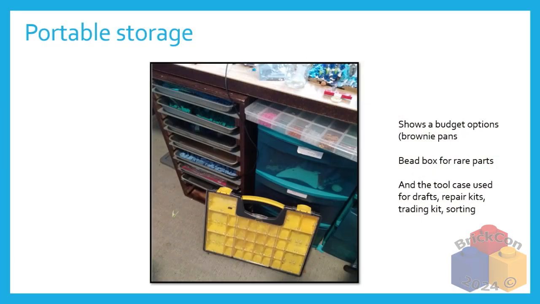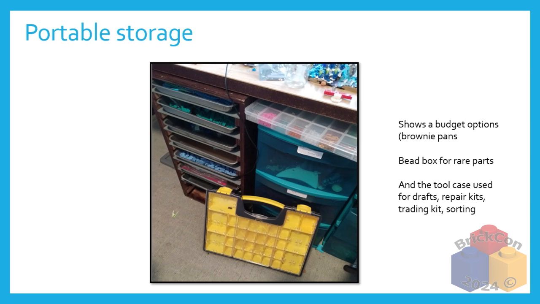These are some of my budget options. These little slots have brownie pans that I got at the Dollar Tree as trays. I use the bead box for rare parts. Again, this is something that you get when Michael's has a good sale.